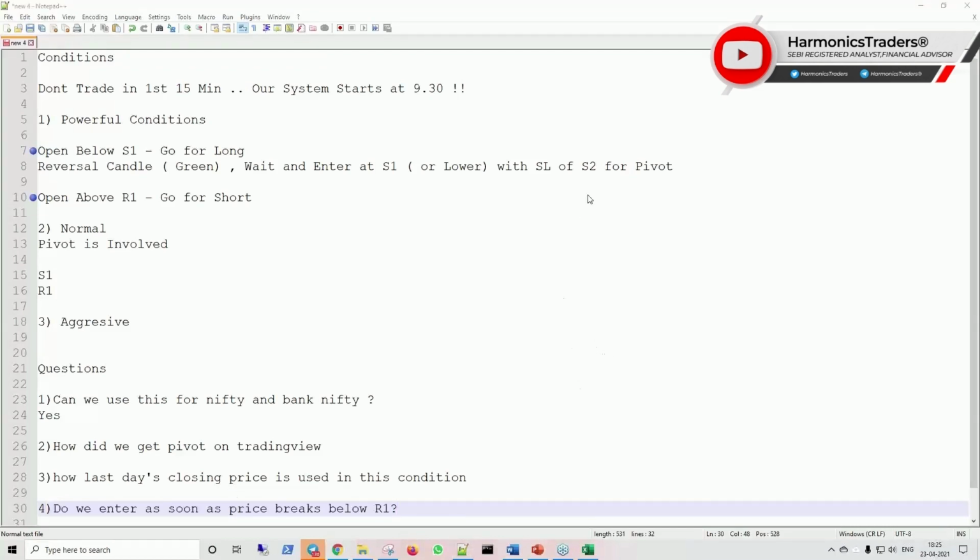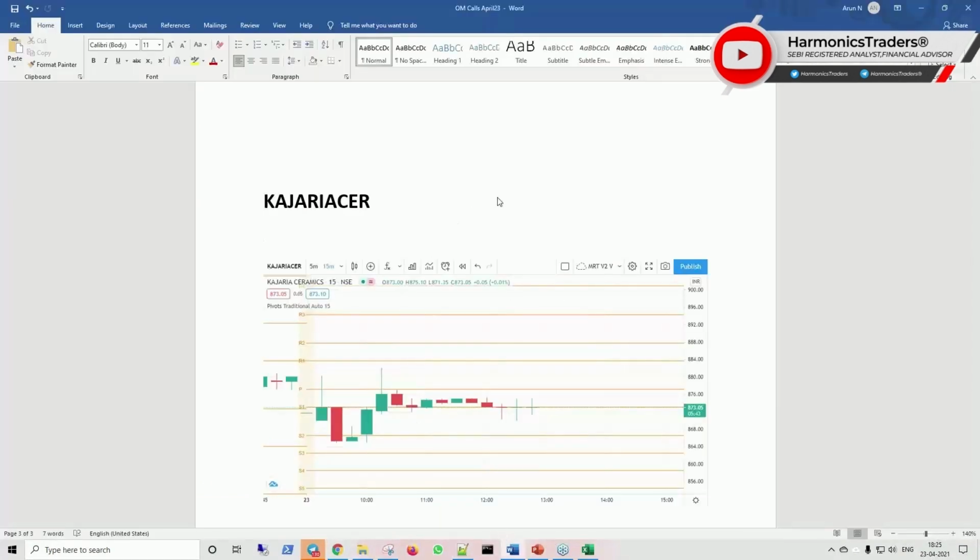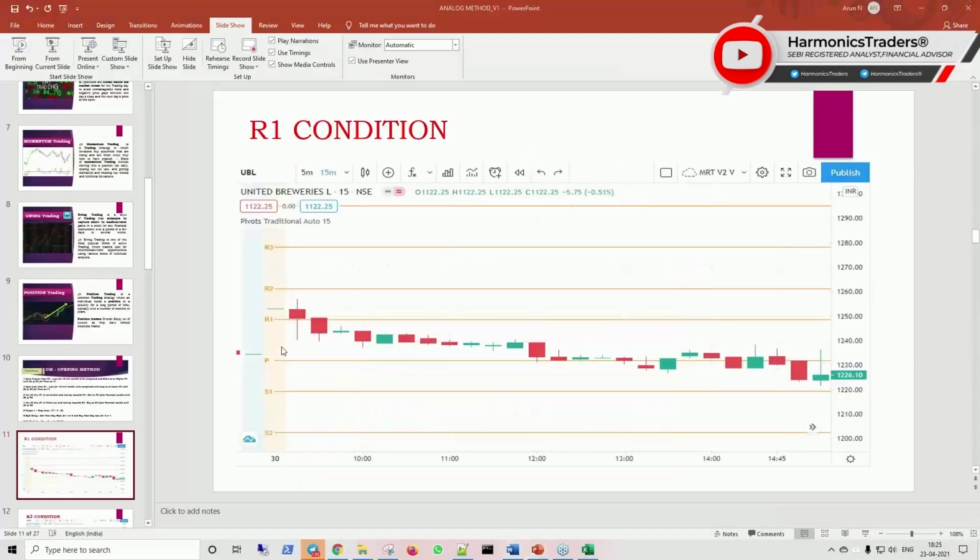Do we have to enter as soon as price breaks below R1? I'll explain again; once we see some examples, you'll get a clear picture. Here, for the first 15 minutes I'm not doing anything, I'm just watching. This condition is met: it has opened above R1 and there is a red candle. So from the next candle at 9:31, when R1 is there, I enter here. This should be a red candle.